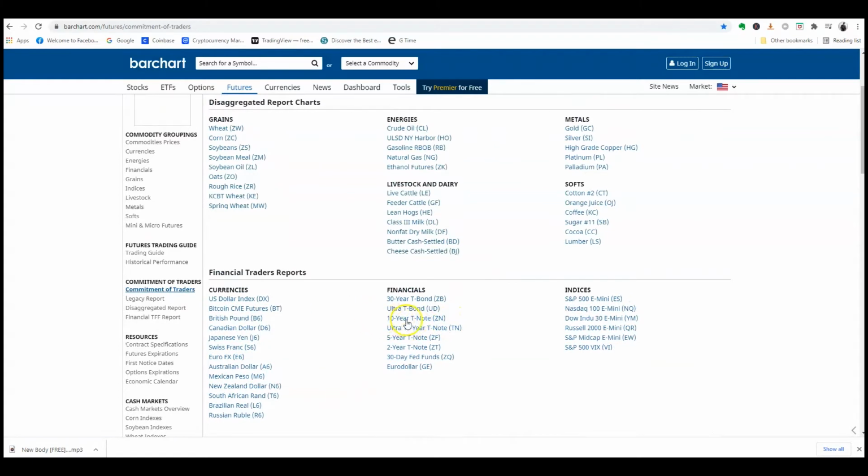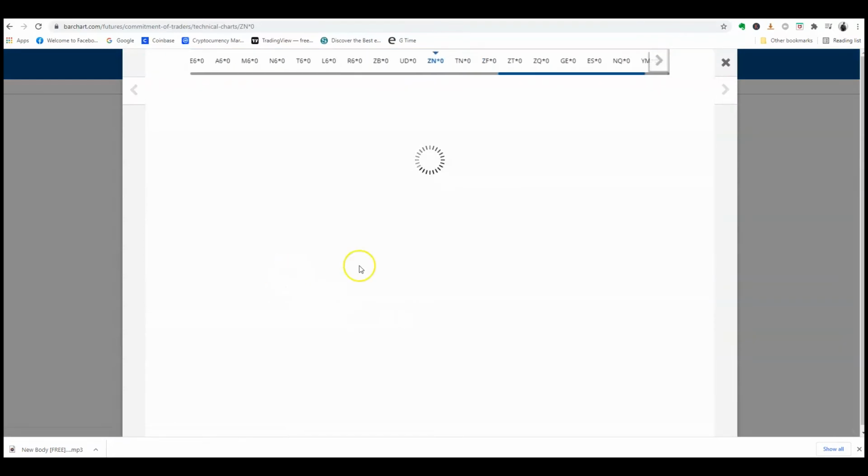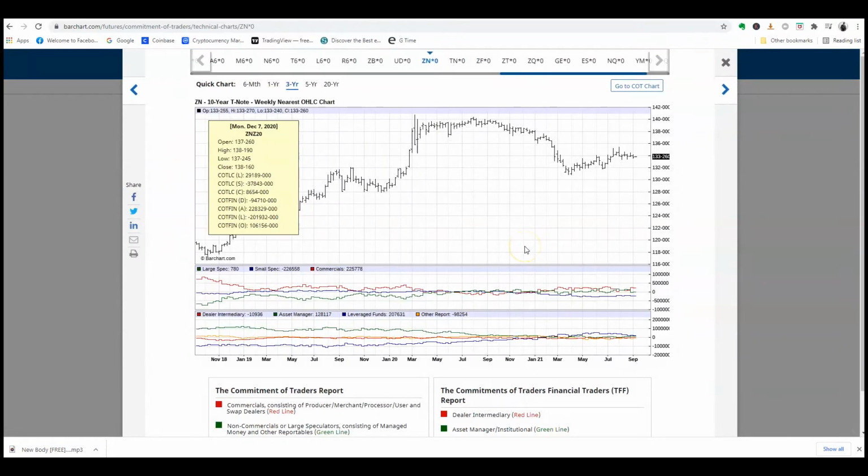I also look at the 10-year T note. The 10-year T note is in correlation with the dollar. Whatever the T note says adds bias to what my dollar is saying, and then the dollar moves the market. Every other pair moves against the dollar. I use that to make my judgments and put confluence together.